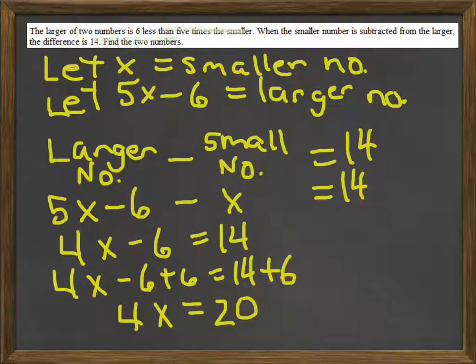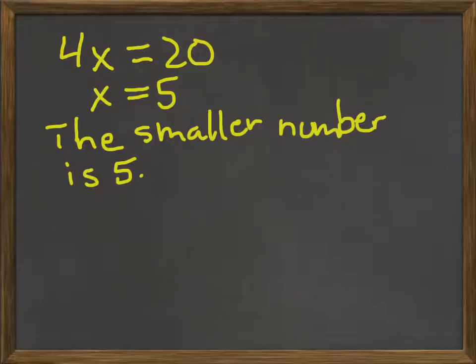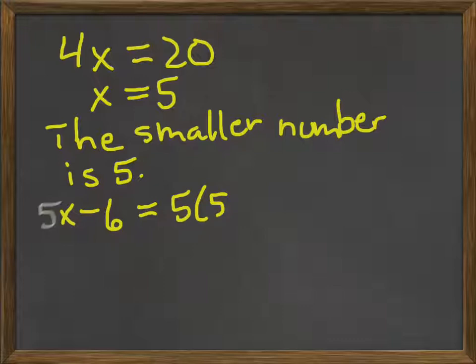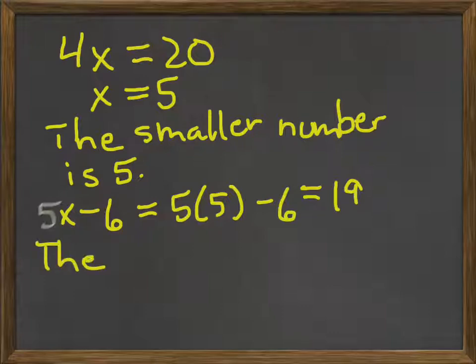Looking back, the larger number is given by this expression right here, this 5x minus 6. So if I take 5x minus 6 and put the 5 in there, 5 times 5 minus 6 is 25 minus 6, or 19. So the larger number is 19.